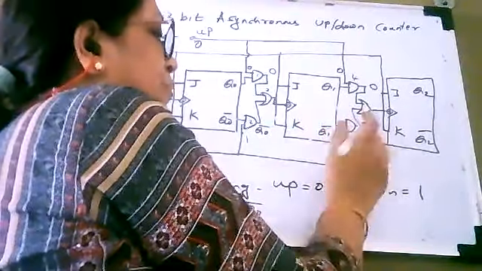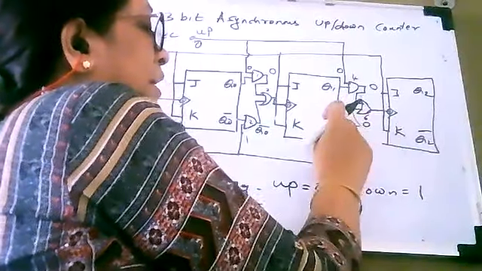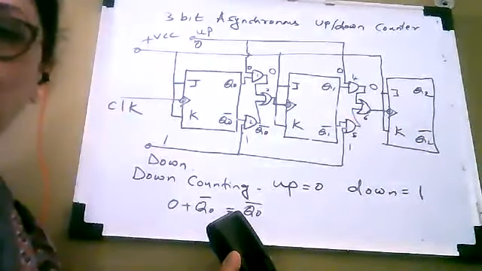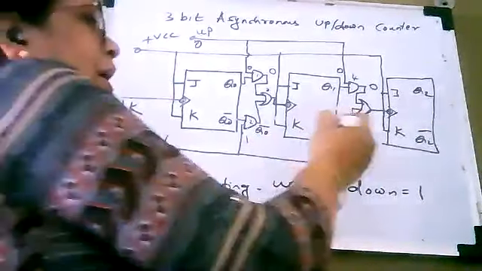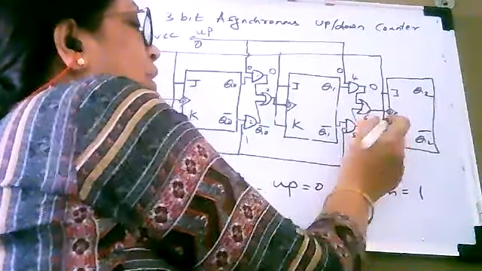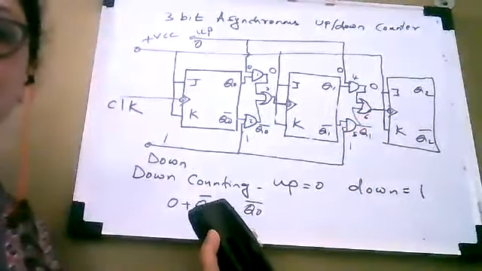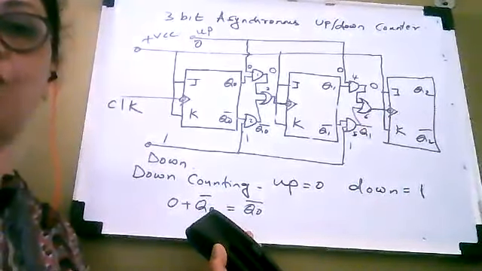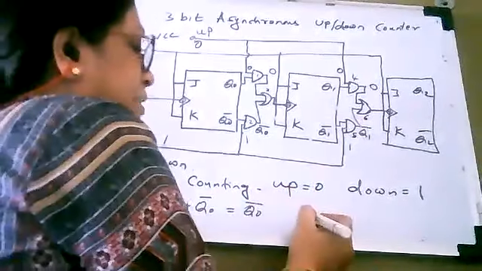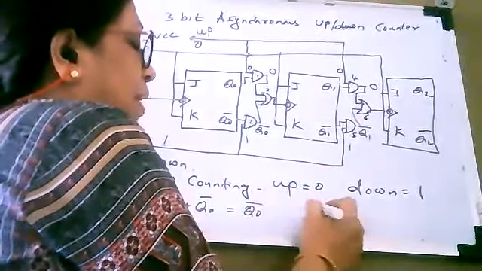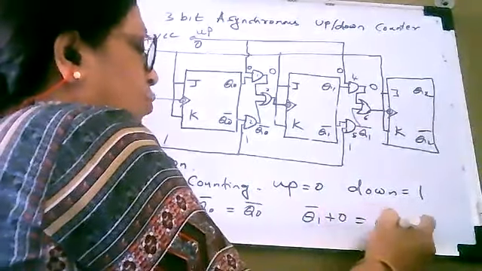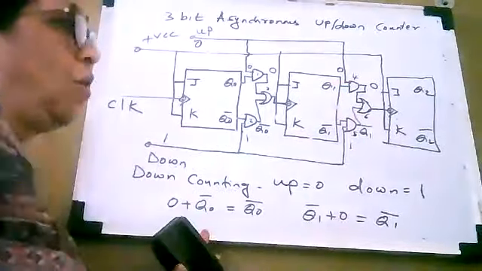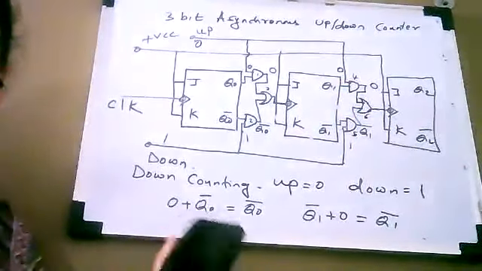And for AND gate number 5, one of its inputs is 1, and another input is Q1 bar, and therefore its output will be 1 into Q1 bar, which is equal to Q1 bar. So here the output will be Q1 bar. Now the inputs of gate number 6, which is an OR gate, are 0 and Q1 bar. So the output of OR gate number 6 will be Q1 bar plus 0, which is equal to Q1 bar. So this is as if you are connecting Q1 bar to the clock of flip-flop number 3.